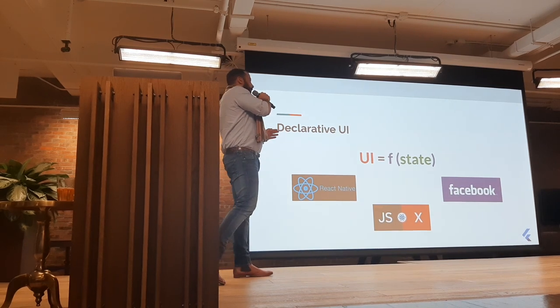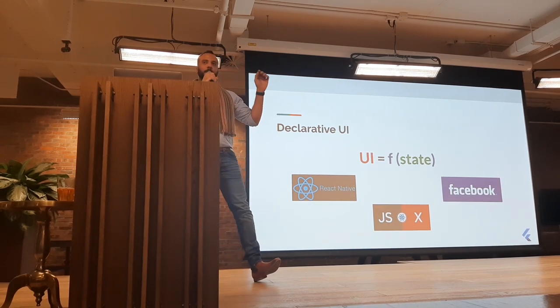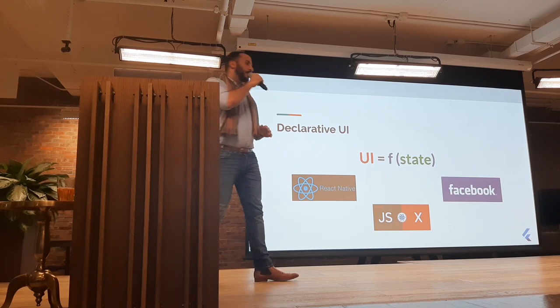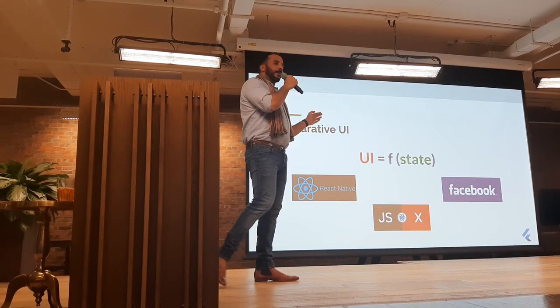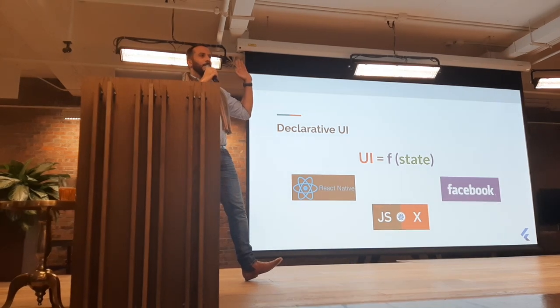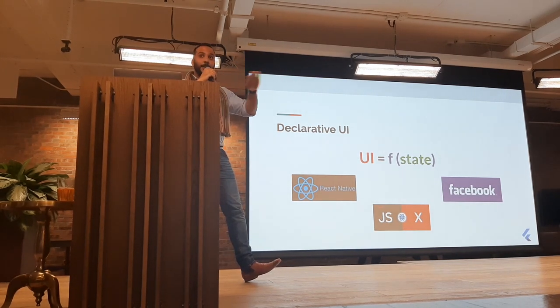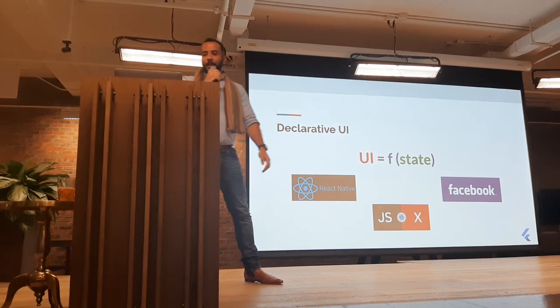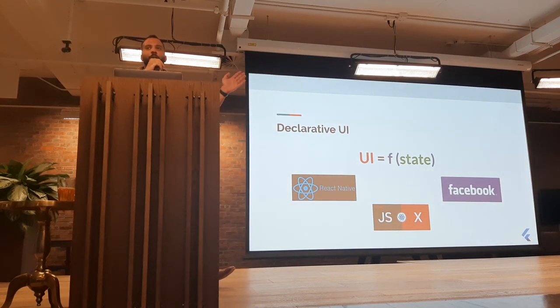What they did was they took JavaScript, they took XML, and a little bit of CSS, they put them all together, and they created what's called JSX. And this is what's used for React and React Native. Any React Native developers in the house? Zero. Interesting. All right, so this is actually the story of how JSX came into life.